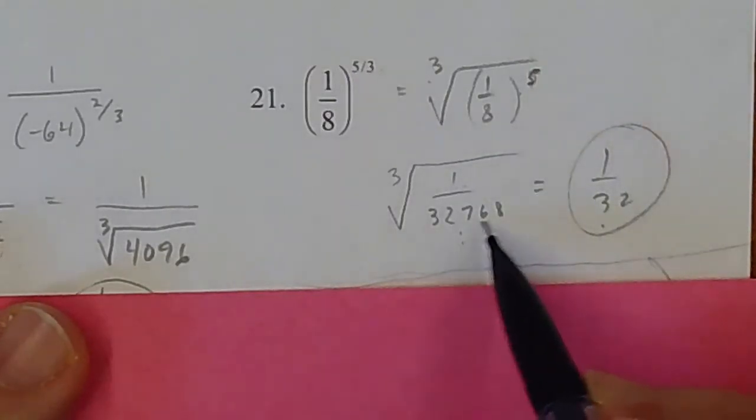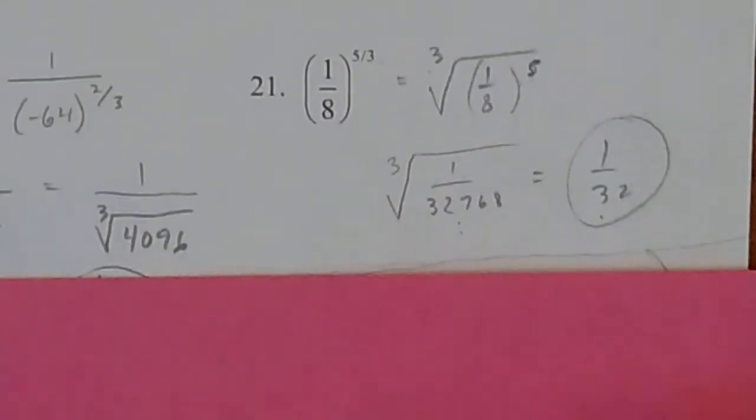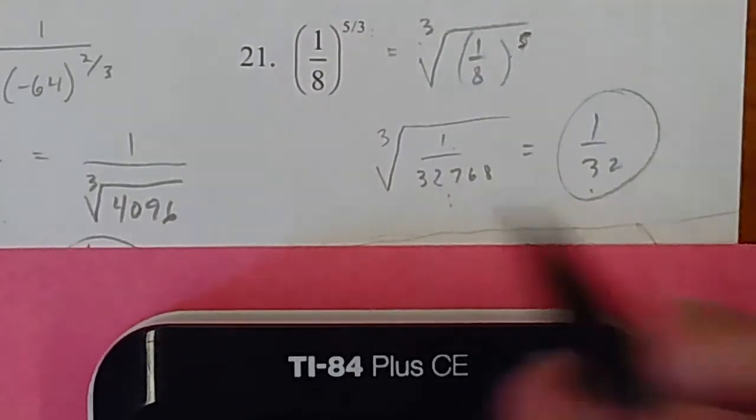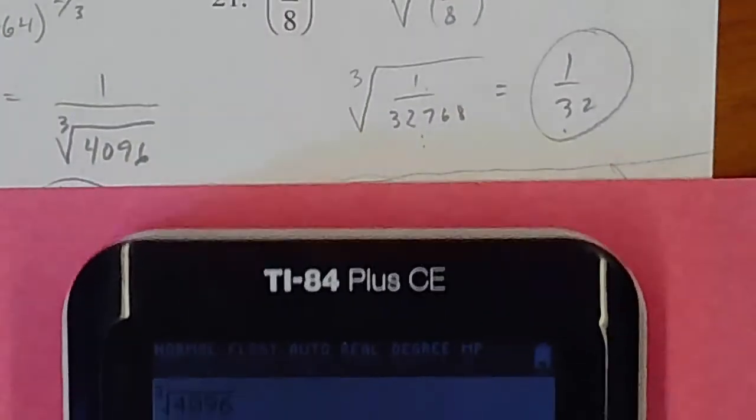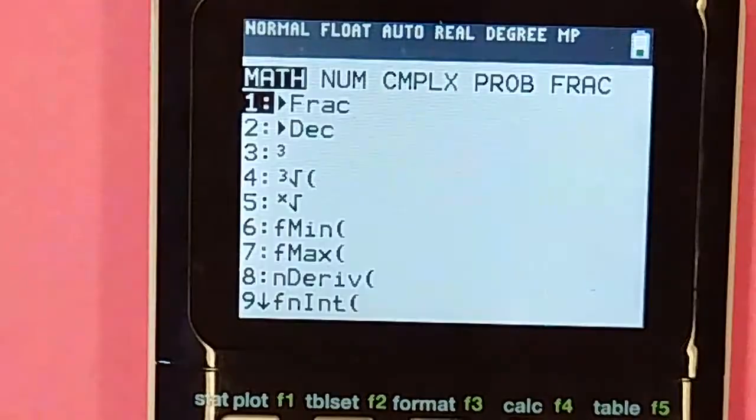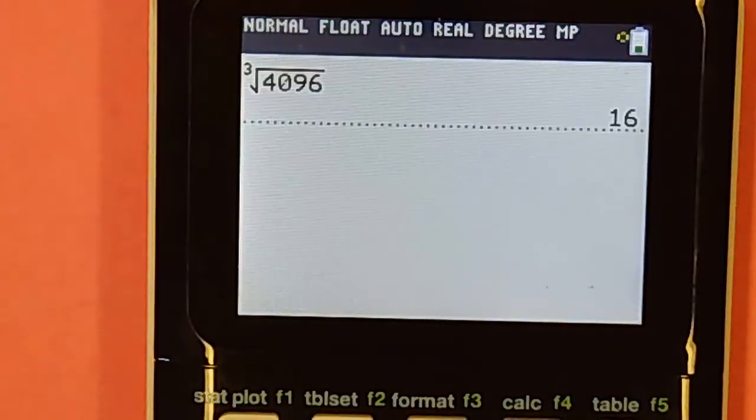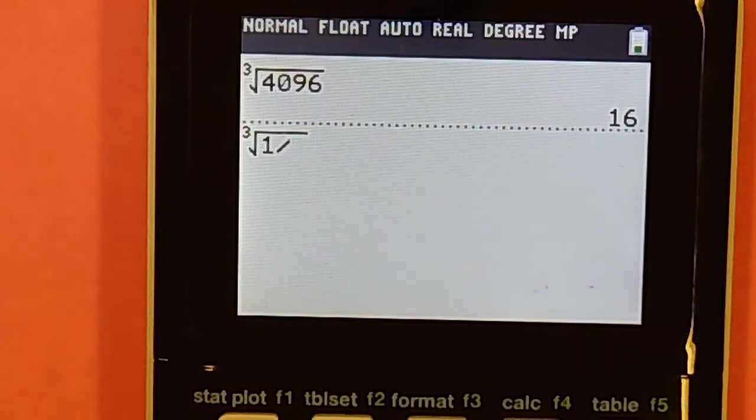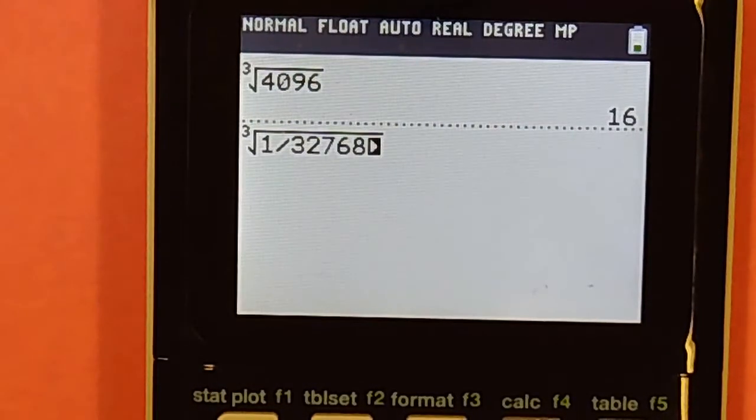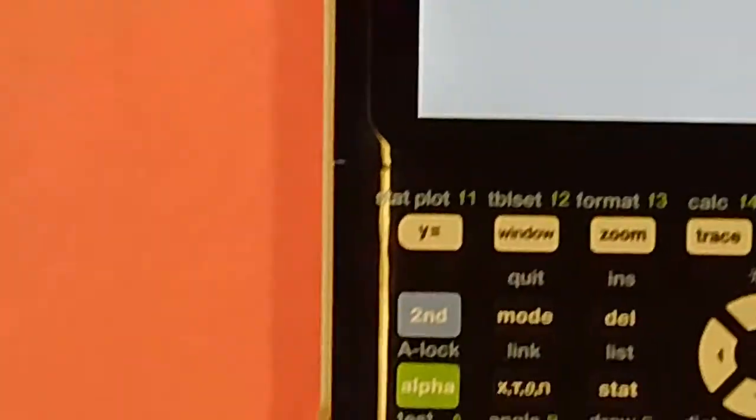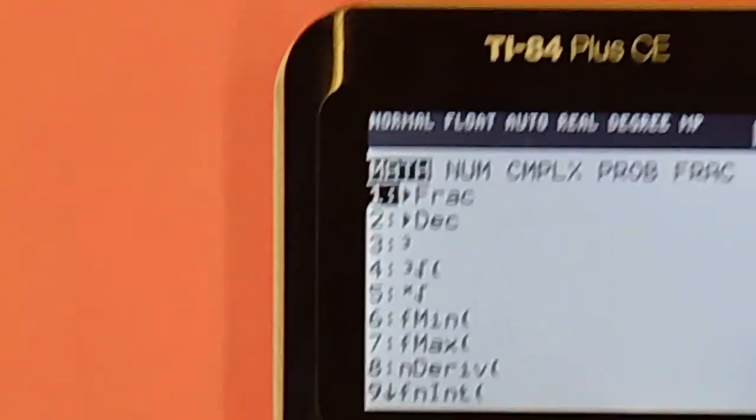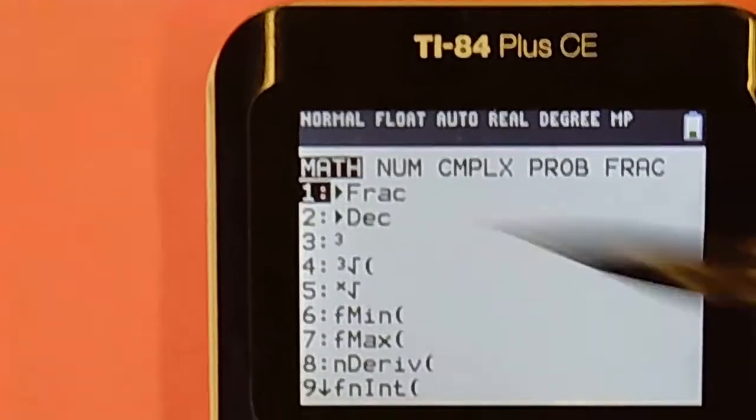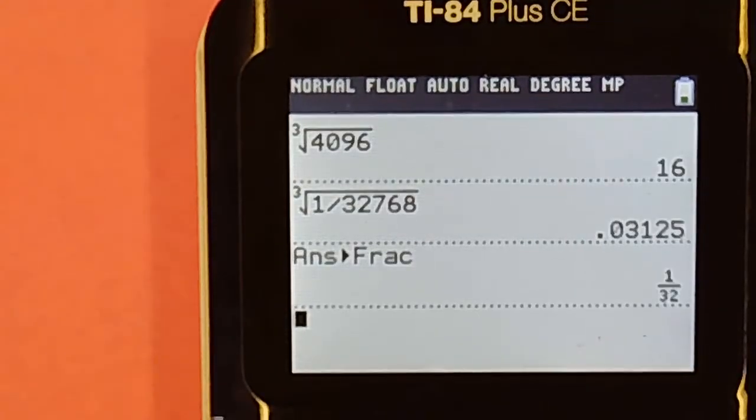It gave me this big number. Remember, you can change things back to fraction form too. So if you have a multiple choice and decimals aren't there and they're fractions, what should you do with this? Let me show you. Cube root of 1 divided by 32768. That's a decimal. But if I hit this math button again, it gives me a change it back to fraction option, which is very handy. Hit enter, and it would do that for me. 1/32.